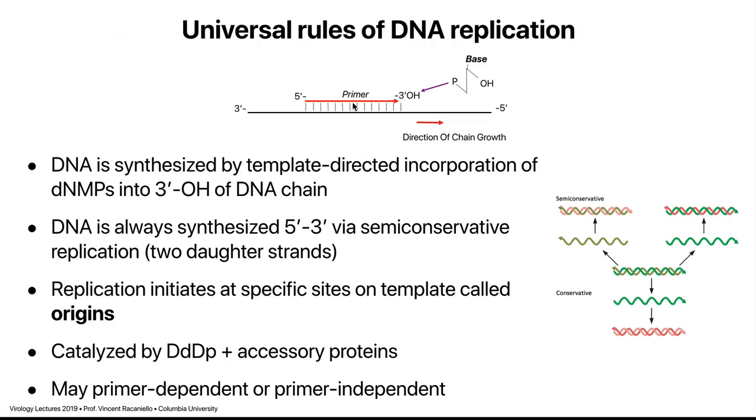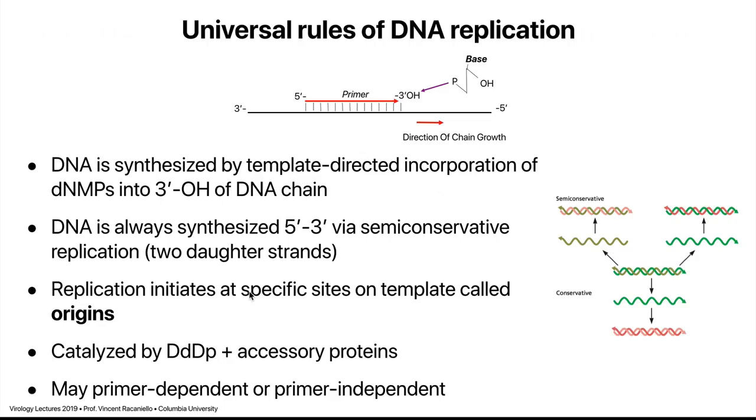If you look at the diagram on the right, here in the middle is a double-stranded DNA. The strands are separated, and each is copied separately. That's semi-conservative replication, as opposed to conservative replication, in which only one strand is copied. Replication always initiates at specific sites on the DNA template, and these are called origins or ORIs. I mentioned these last time. We'll go into a little bit about them today.